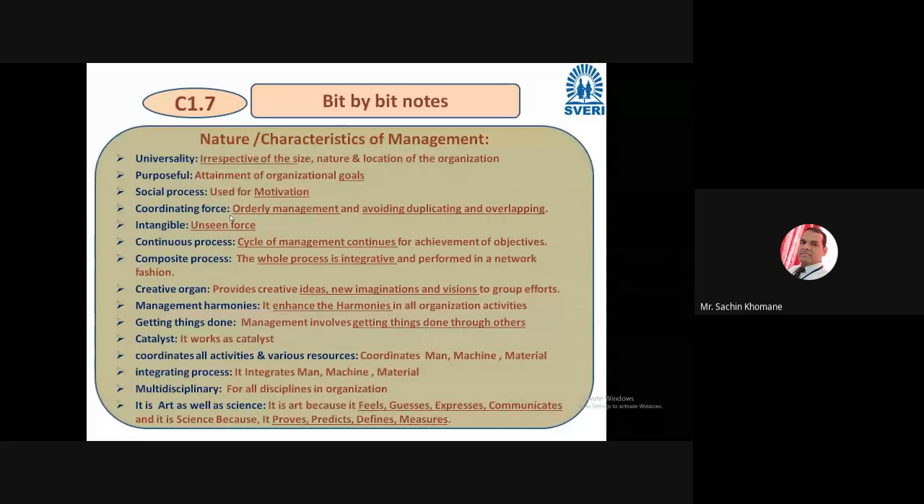Okay, I hope I clarified this and you understood. If not, then once again we can discuss this particular point. Friends, this is about the nature and characteristics of management. In exam, there may be a question like what is the nature of management or characteristics of management. So all characteristics or nature of management I have kept in front of you on one slide.